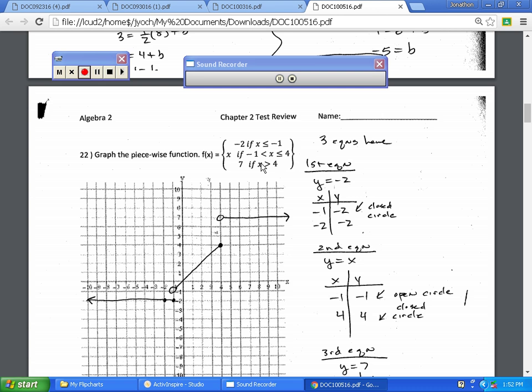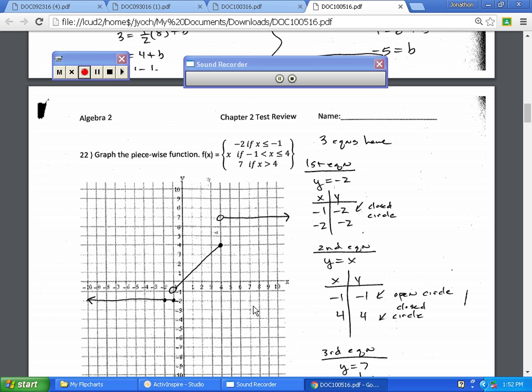Second equation, y is the same value as x. Y equals x. So, negative 1, you're going to plug in for x, you're going to plug in 4. Always plug in the lower limit, upper limit for the middle equation. What x is, y is. So y is negative 1 here, y is 4 there. It's an open circle around negative 1 because of no equality. It's a closed circle around 4, 4 because of equality. So starting point there, end point there, it's going to make a line segment like that.